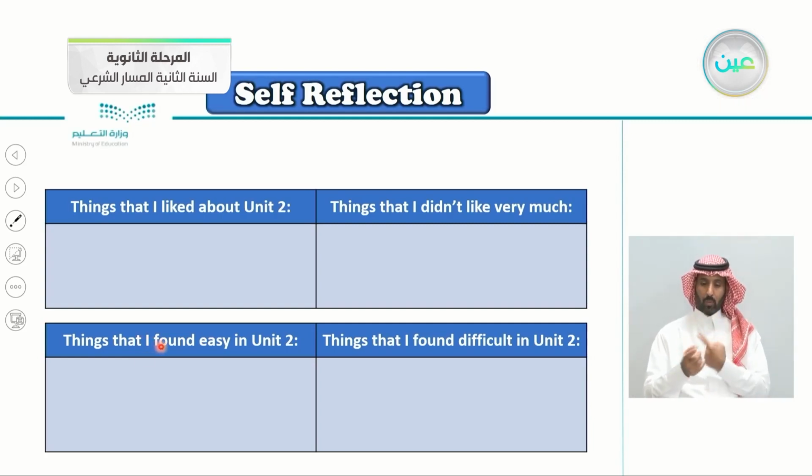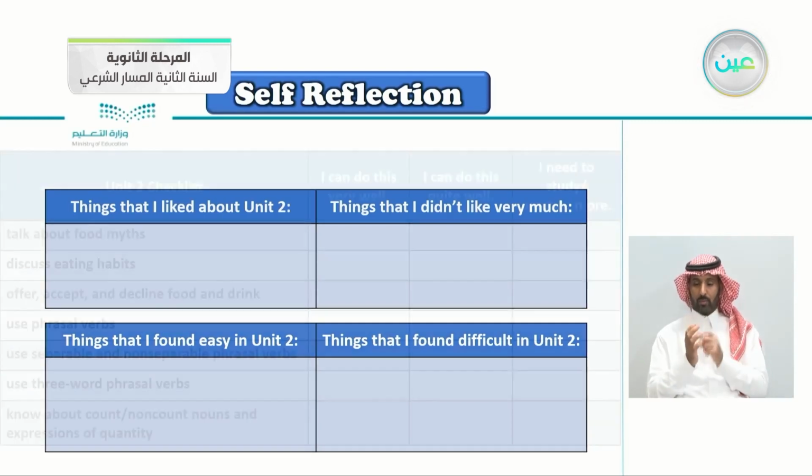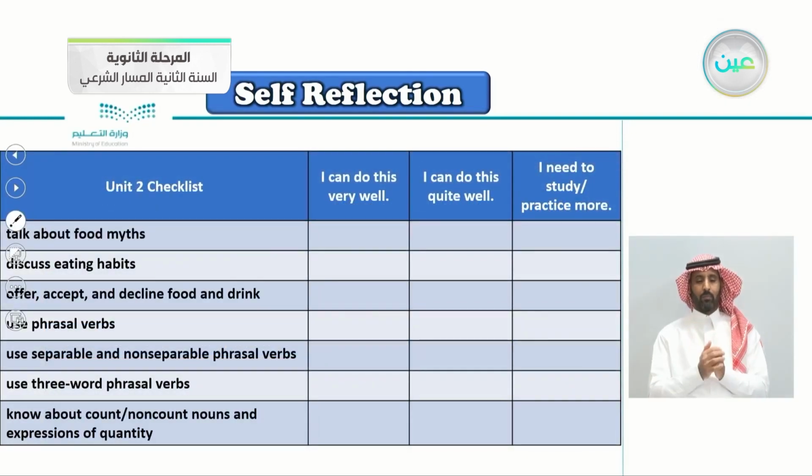So what lessons did you find easy in Unit 2, maybe the theme itself, the reading lesson, and so on, and things that you find difficult, maybe the grammar or the form, meaning, and function. And here is a checklist to get more details. Checklist for Unit 2. Things that you do very well, so things that are easy for you, things that you do quite well, and things that you need to practice more and study more.